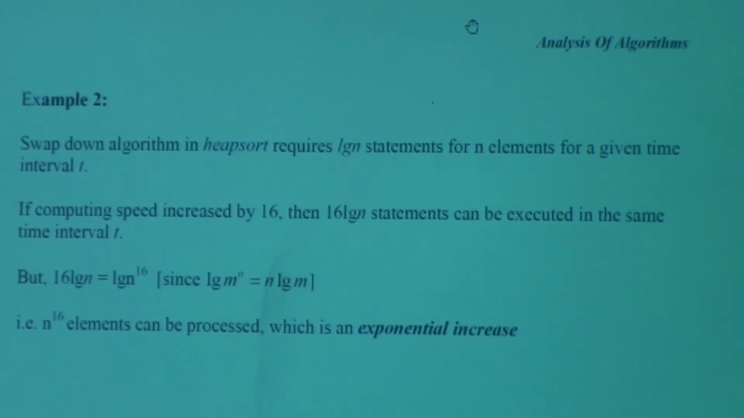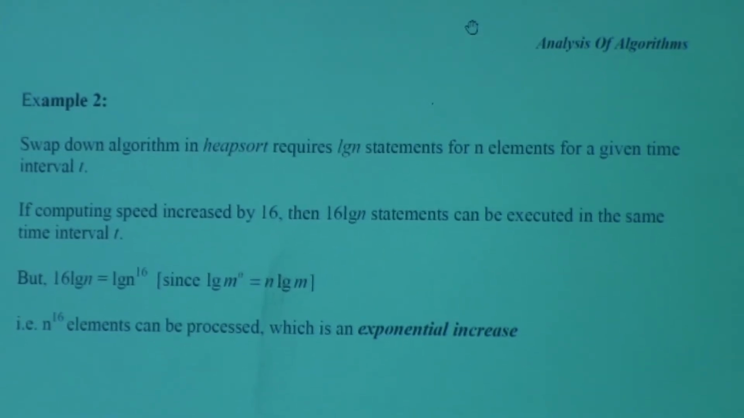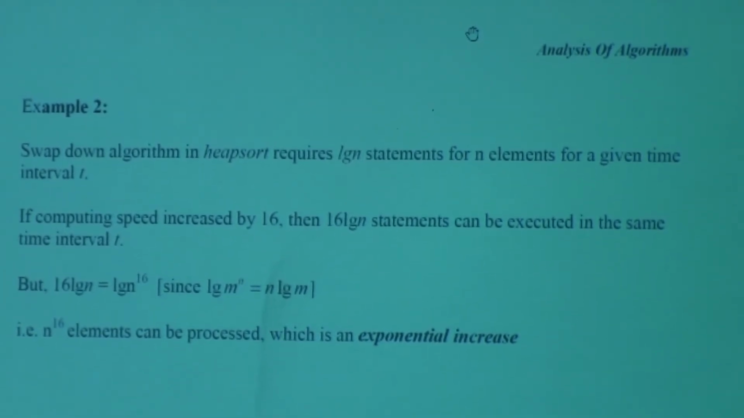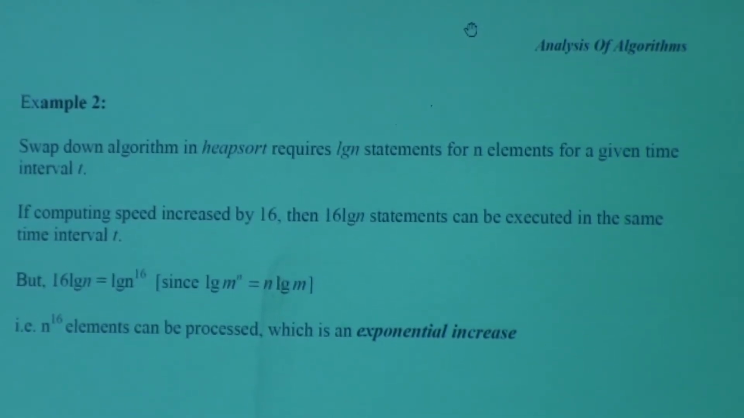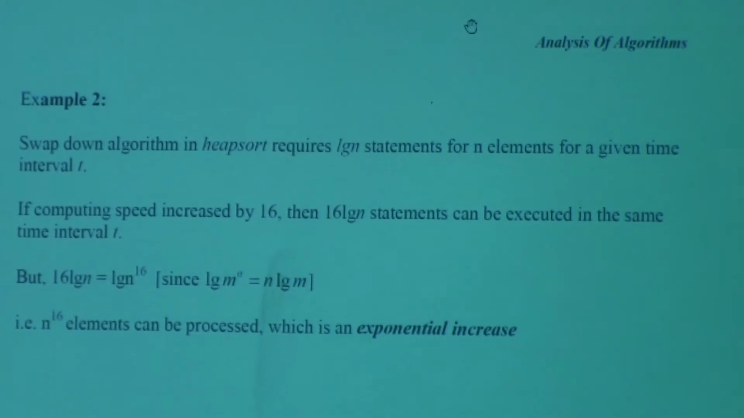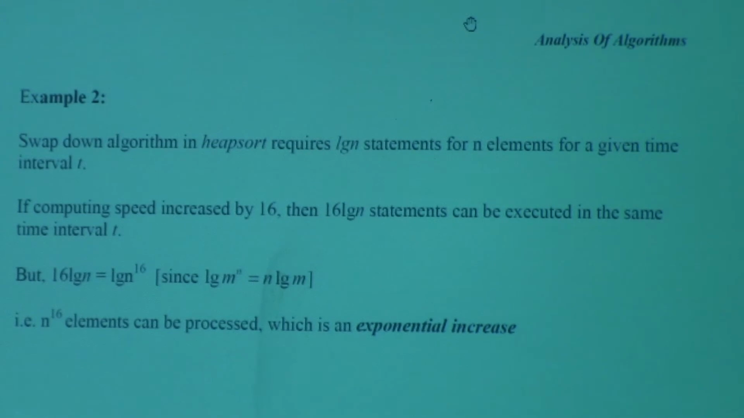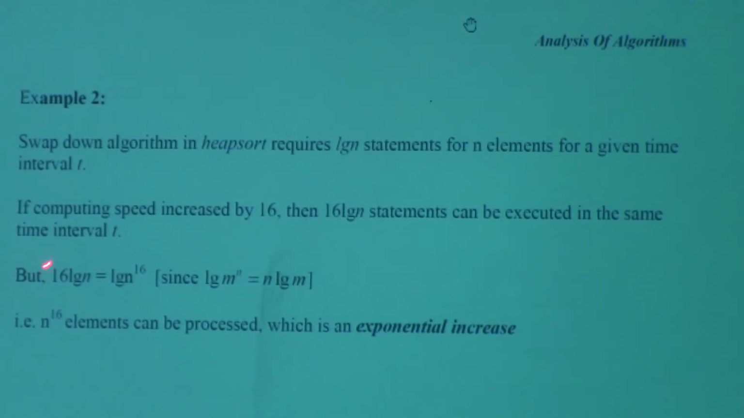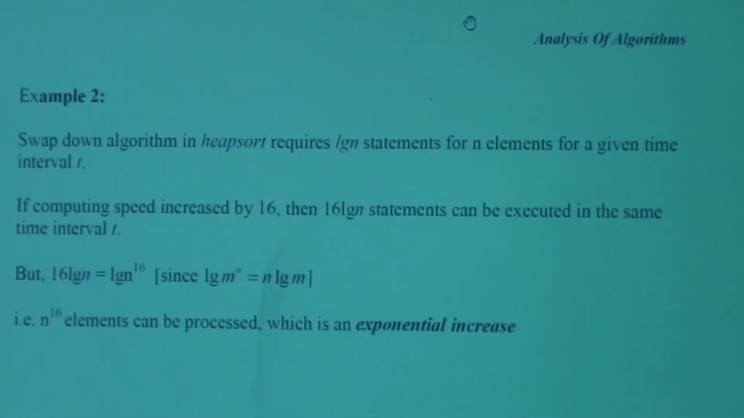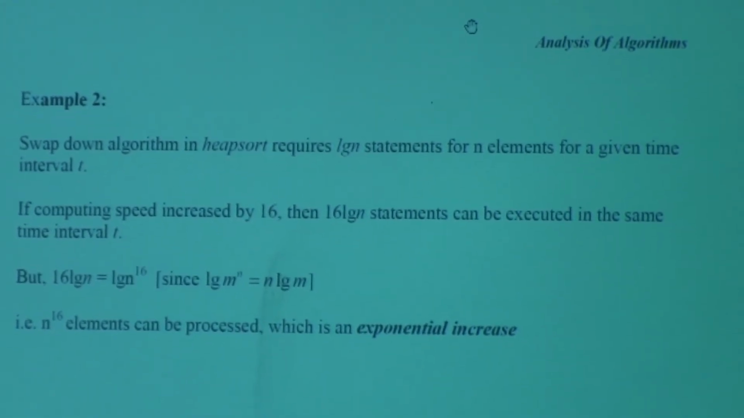Okay. So for example, if I have the problem size 16, what's log base 2 of 16? 4. I need 4 instructions. If I have 256 as the problem size, what's log base 2 of 256? 8. So okay, 2 to the 8, that's fine. So the relationship is like that. Okay, so now let's say I increase the computing speed by 16, which is not as impressive as 1 million, but still good.